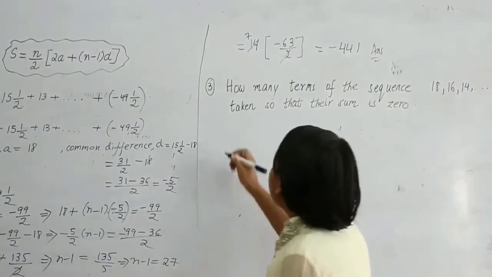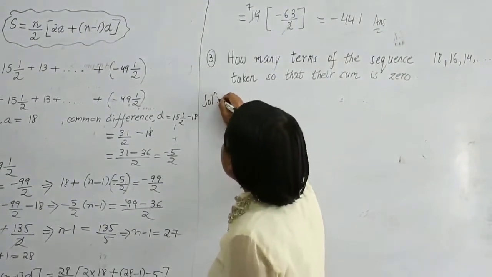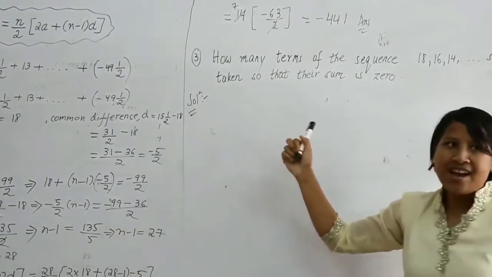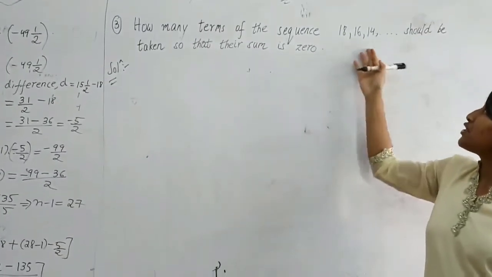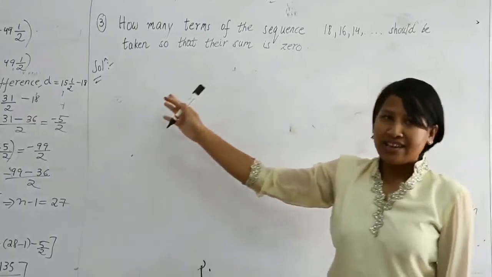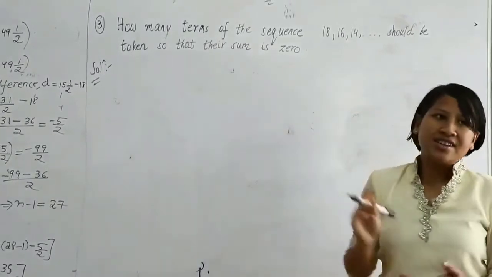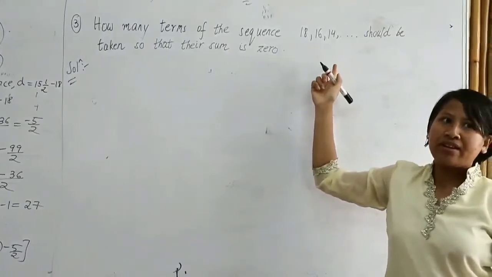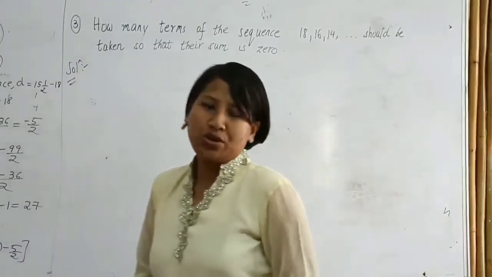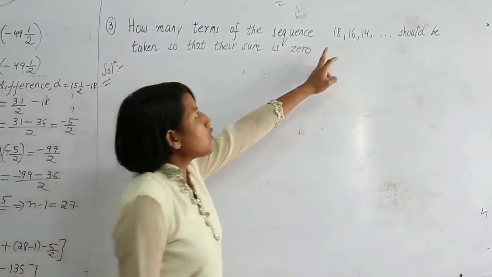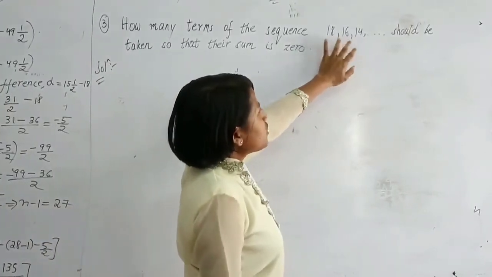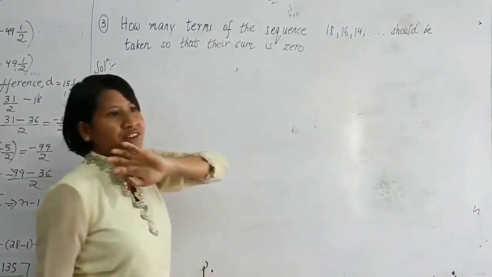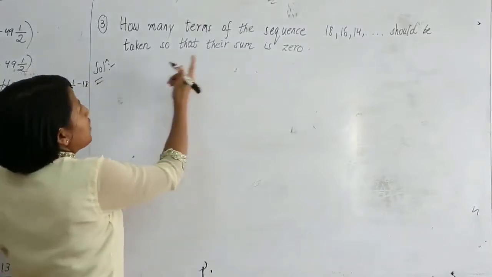Okay, so now this next problem, it says like this: how many terms of the sequence should be taken so that their sum is 0? Okay, so this sequence is in fact an AP. Whenever you get a sequence, first you have to check whether it's an AP or not. Now if you check the common difference, it is in fact the same. So it is an AP.